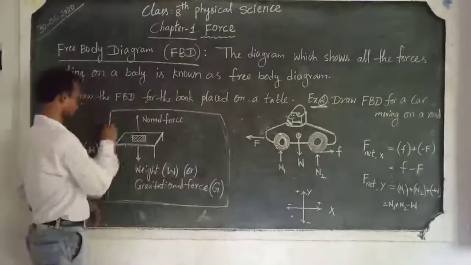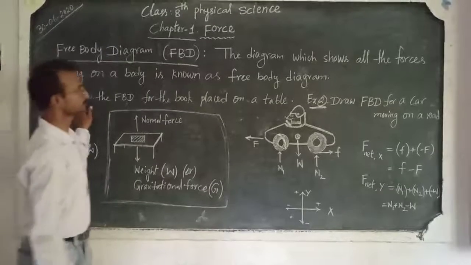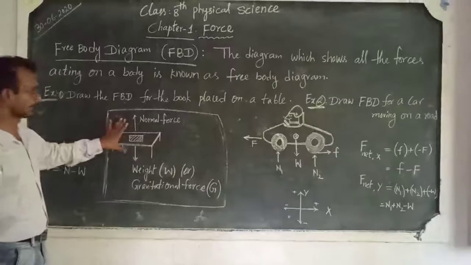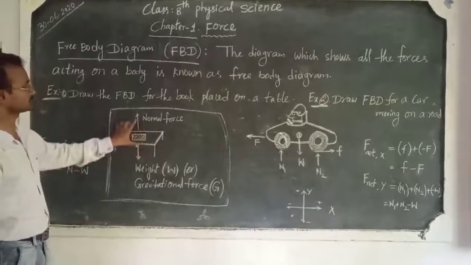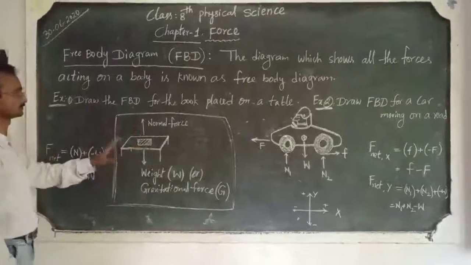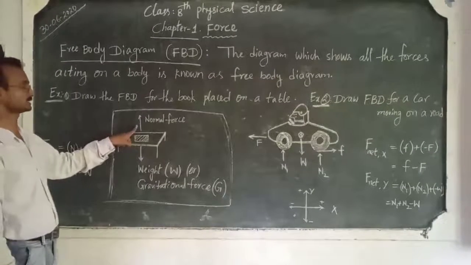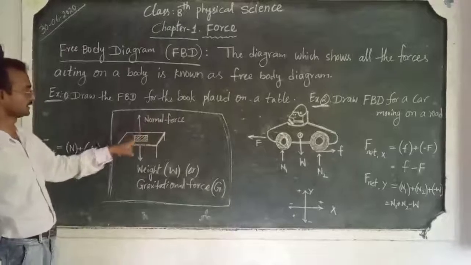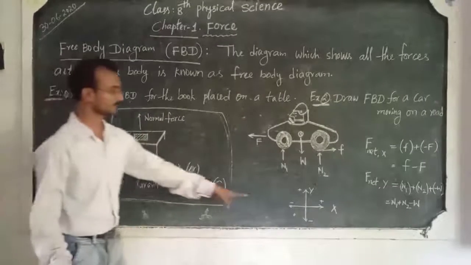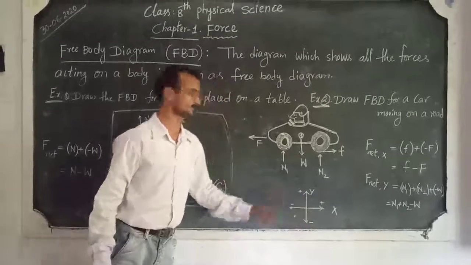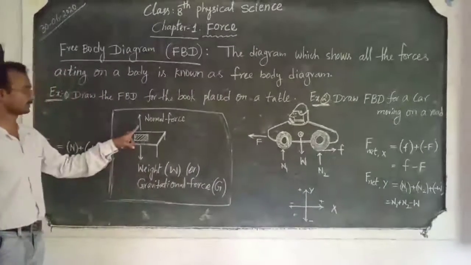Example number 1. You may ask one more question based on this free body diagram: what is the net force acting on the book? You know very well about sign conventions. In the upward direction, the forces must be taken as positive, in the downward direction, negative. On the right side, positive; on the left side, negative.